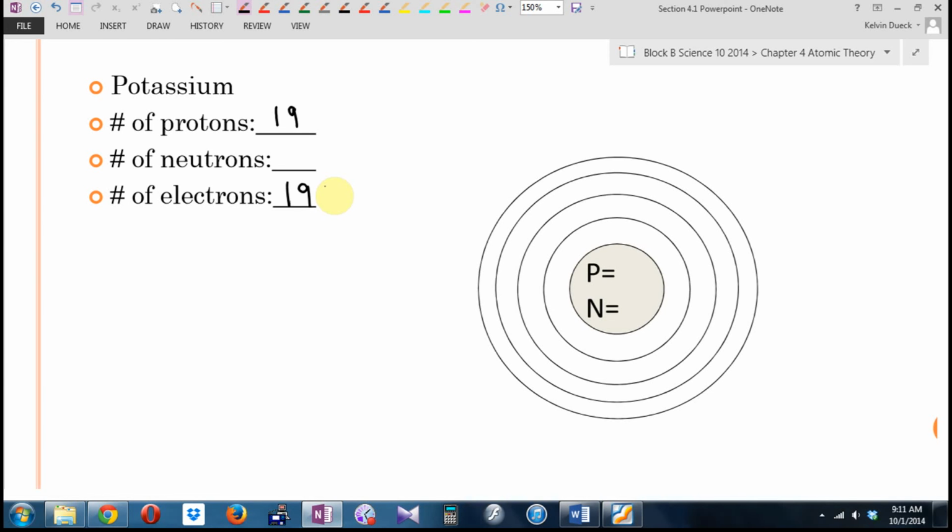Neutrons, let's see. N equals... Jared, what's the mass of potassium? It's there somewhere. And can you round it off? It's usually right below the letter. 39? So it's going to be 39, take away 19. Whatever's left is neutrons. In your head? 20?